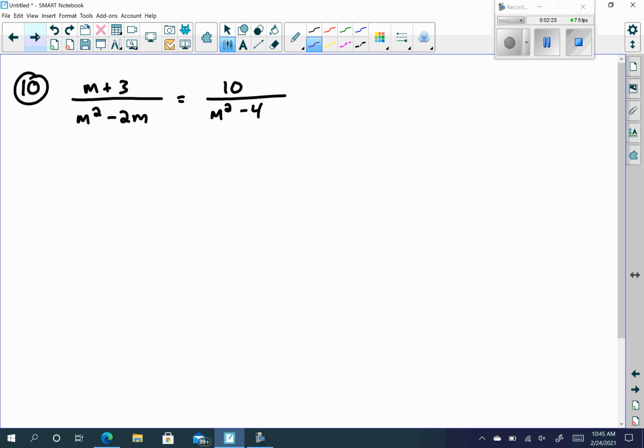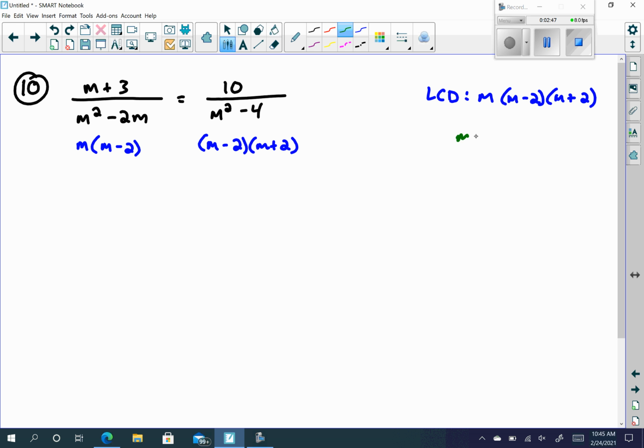All right, now for number 10, we definitely need to factor both of these denominators. I'm going to do this right underneath. This first denominator, we can factor out an m. We're left with an m minus 2. The second denominator, m squared minus 4, this factors. This is a difference of squares into m minus 2 times m plus 2. So our LCD is m times m minus 2 times m plus 2.